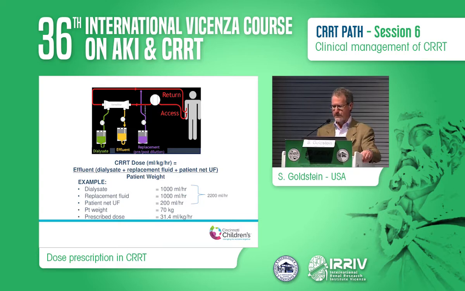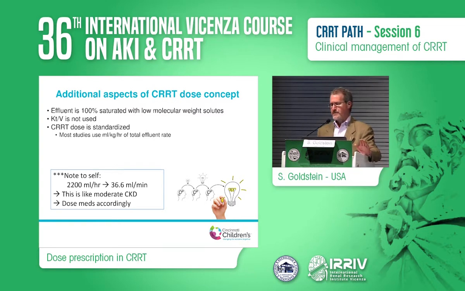Some additional aspects of CRRT dose to think about is that the effluent is generally 100% saturated with low molecular weight solutes. In chronic or intermittent hemodialysis, it's the blood flow rate that generally determines the clearance, because the blood flow rate in mL per minute is significantly greater than the dialysis fluid rate, generally prescribed at 1.5 to 2 times the blood flow rate. However, in CRRT, that does not occur. The blood flow rate is significantly higher than the effluent rate, and therefore there is near saturation.